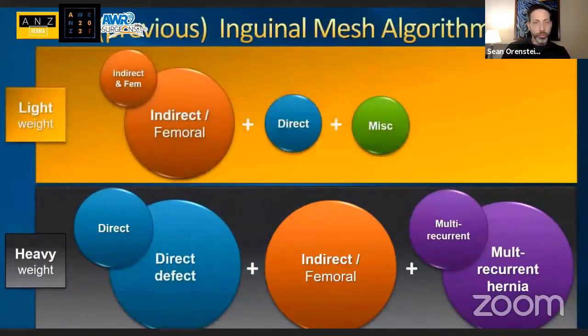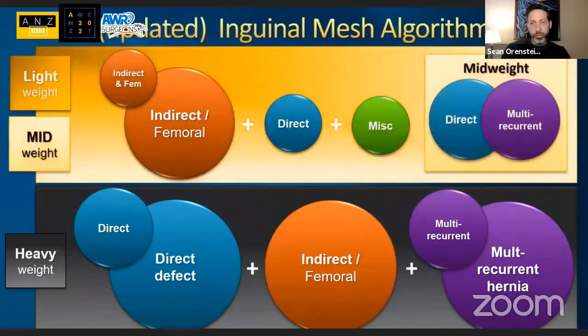And putting these all together, kind of showing the sort of descriptive sizes of defects and types, this was my previous algorithm. However, this has changed somewhat in the last year as there's been more mid-weight mesh being produced. And I use a lot of contoured mesh using 3D Max for my MIS repairs, whether it be lap or robotic. And having mid-weight mesh has really shifted me toward the use of that for a lot of different repairs that I did favor lightweight meshes, and in fact some heavyweight.